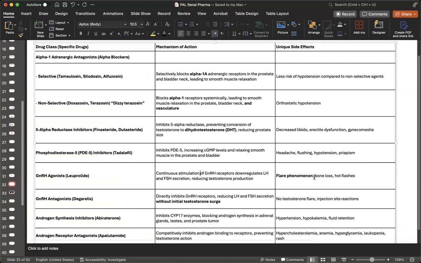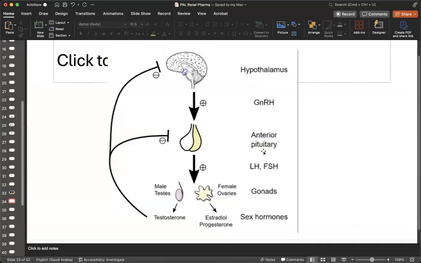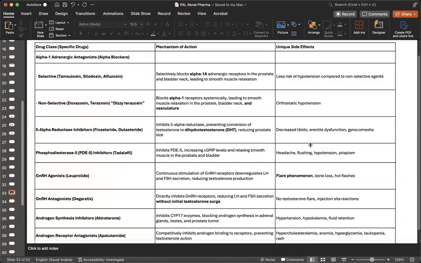Now, they have a unique thing called flare phenomenon, which is exactly what you just thought about. You just asked me, Omar, won't it lead to an increase in LH and FSH? And that is right. It can initially, acutely lead to increased LH and FSH. As a result, you're going to have elevated testosterone. So acutely, you can have worsening of the disease. You can have a flare up of the disease. Why? Because acutely you're leading to an increase in the LH and FSH, and that is called what? Flare phenomenon.